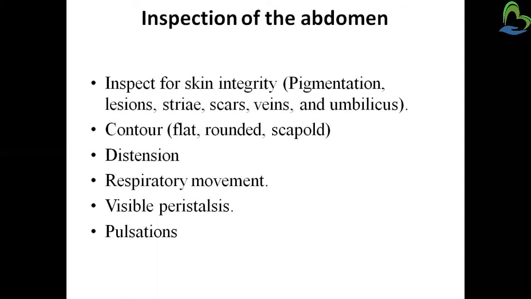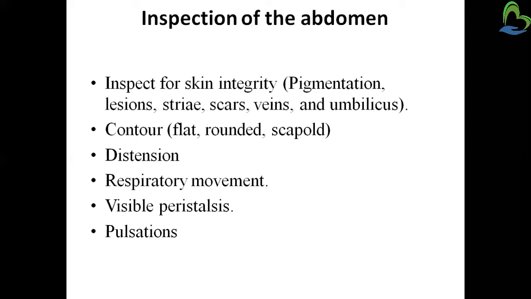So first of all, the first method is inspection of the abdomen. So inspect for skin integrity, means pigmentation, lesions or striae gravidarum or scars or veins, and the umbilicus area, whether any discharge is present or an inflamed umbilicus, anything you can see. And the next is contour, means it is flat, rounded or scaphoid. The patient who is having ascites will have an enlarged abdomen.